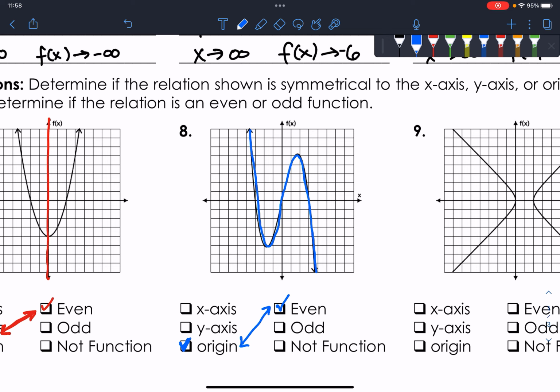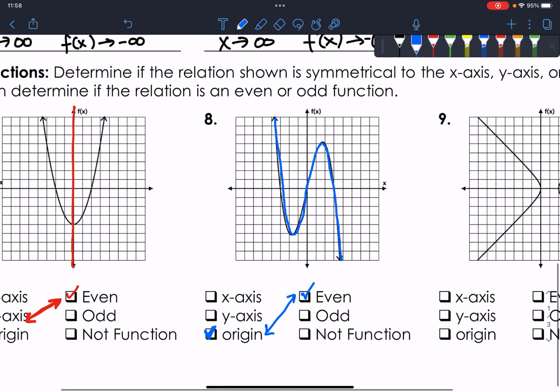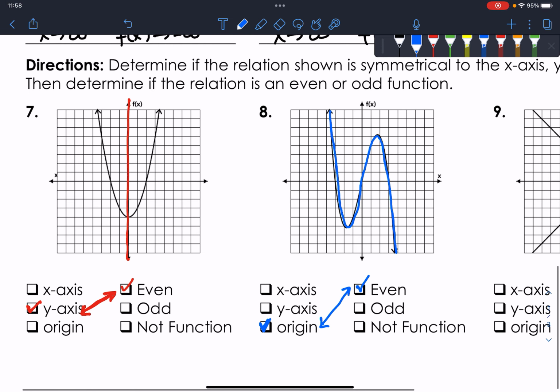So this is very important, that we recognize the characteristics of and the correlation between having an even function and what that means, and how that means it's symmetrical to the y-axis, and an odd function. I circled the wrong one here, my bad.